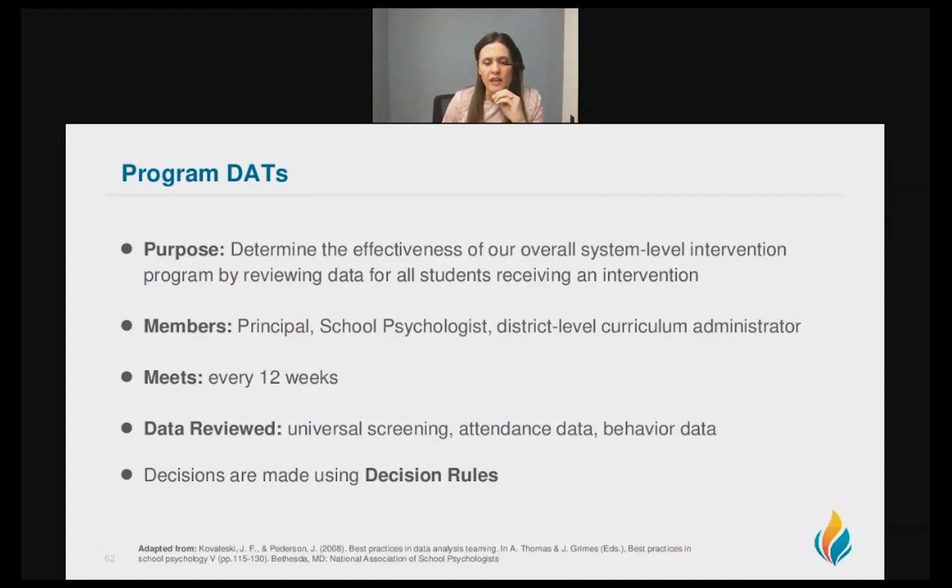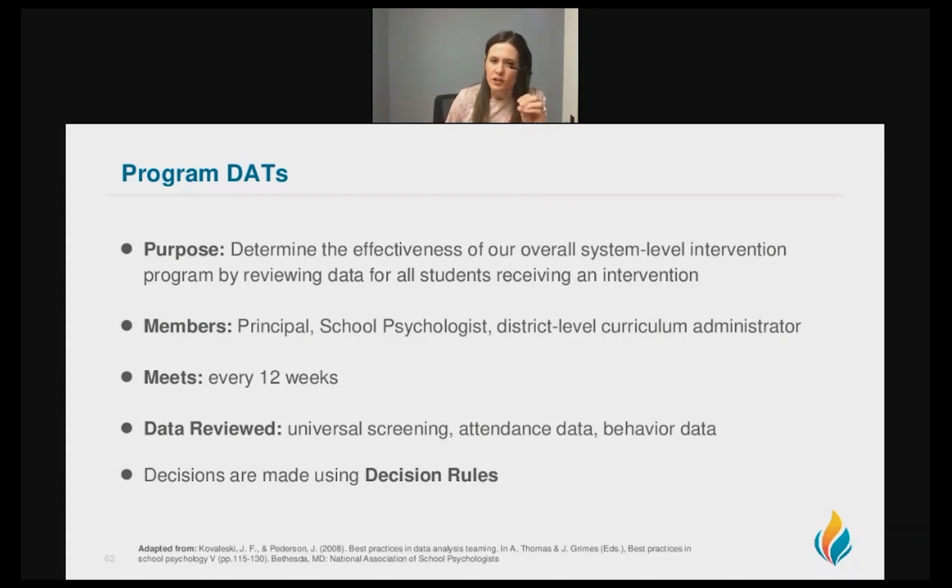Then lastly, when we're looking at specific interventions and that kind of evaluation overall, the program data analysis team is going to meet every 12 weeks. And again, we're trying to figure out is what we're doing for the students that are receiving intervention, is it working? And it's not just the progress monitoring data, it's that general outcome data that we're looking at.